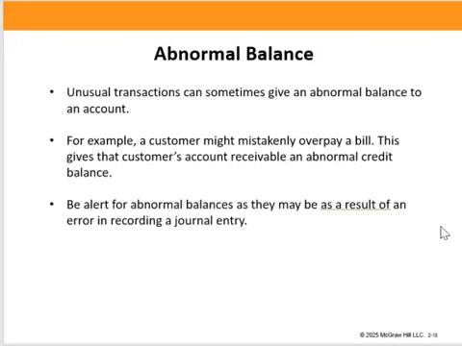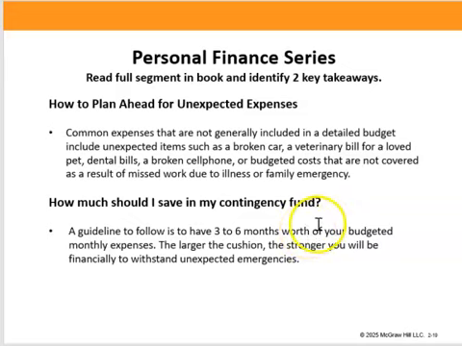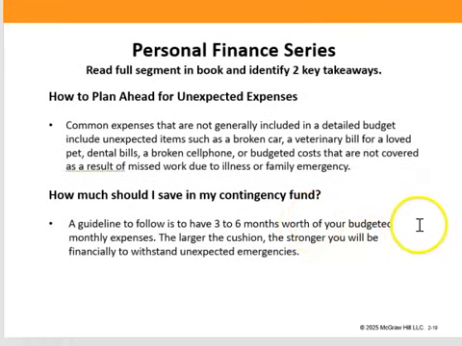Once we get to the trial balance, I will show you that an abnormal balance can be a good key to knowing that you made a mistake. We'll talk about that in the future when we get to the trial balance.